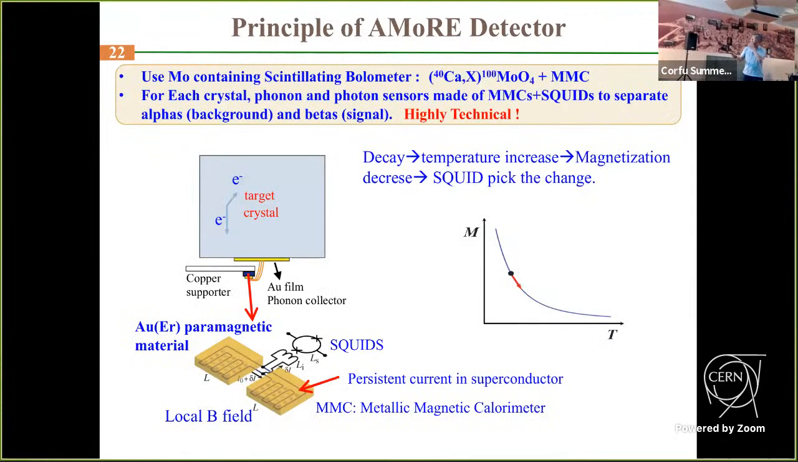So this is our AMoRE detector. The AMoRE detector uses molybdenum-100 crystals, and we attach some sensors. For the double beta decay, the crystal temperature increases and the magnetization decreases in the attached sensors. That's the way we pick up the signal and measure the energy, how much the temperature changes. The sensor is attached here. We have a superconductor, and the persistent current in the superconductor makes a B field, and that B field makes a magnetization, and temperature changes the magnetization. That's how we measure the signal.